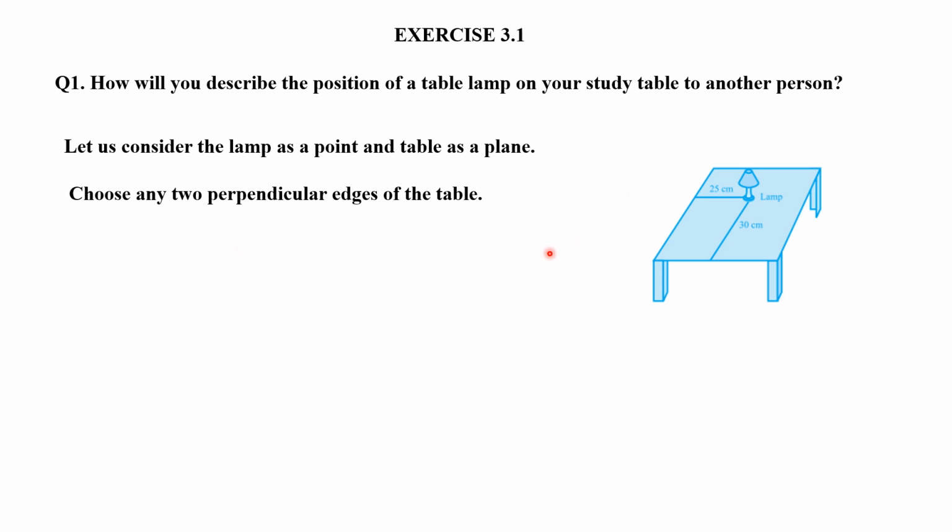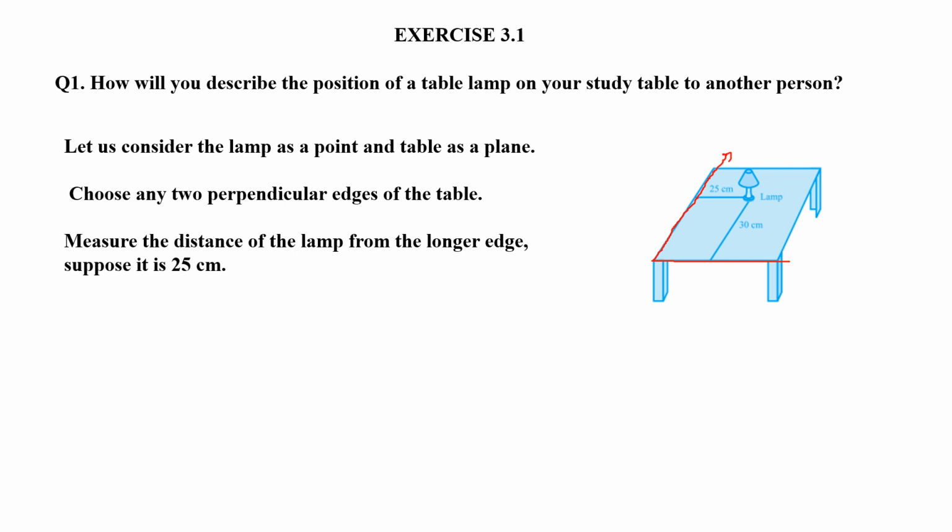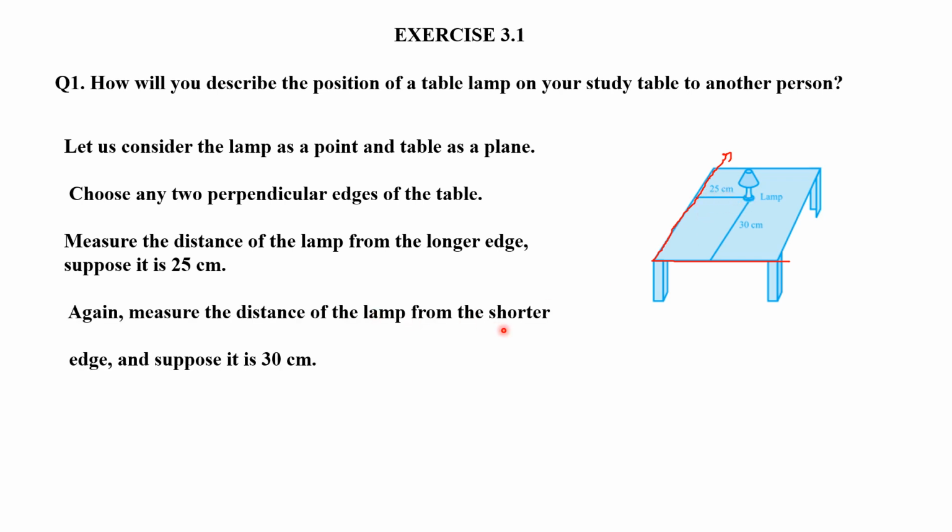Now I have to choose any two perpendicular edges. So one edge I have taken as this horizontal one, and one edge is this vertical one. Now you have to measure the distance of the lamp from the longer edge. This is the longer edge. When I measured it came as 25 centimeter. Then again I have to measure the distance of the lamp from the shorter edge. From the shorter edge when I measured it is 30 centimeter.